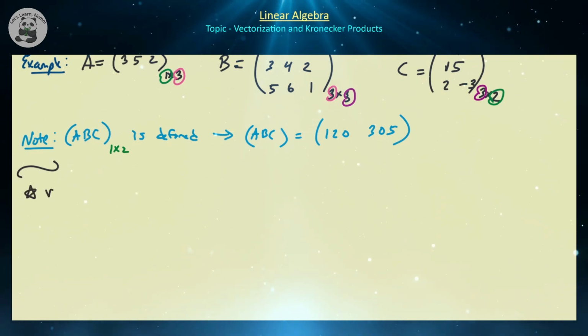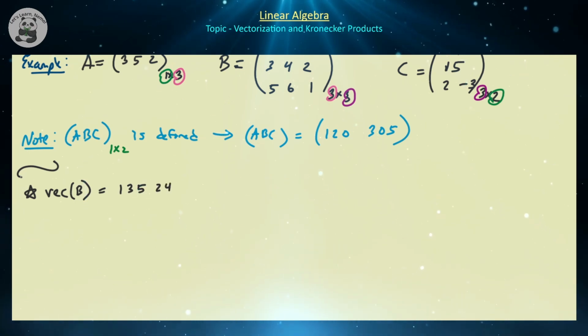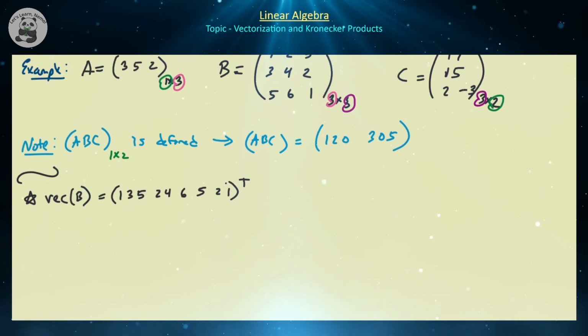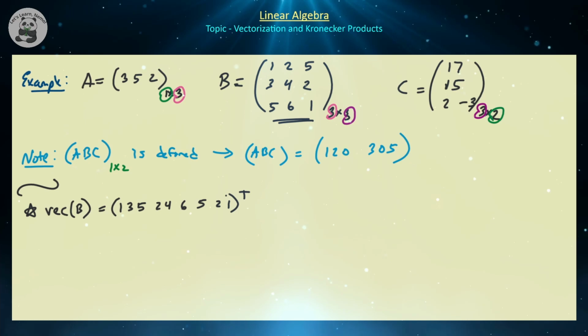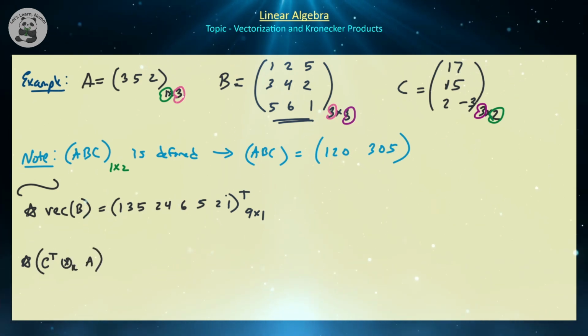So the first thing that I want to look at is the vectorization of that 3 by 3 matrix B. That's going to be equal to 1, 3, 5, 2, 4, 6, 5, 2, 1, the transpose. Right? So this is the vectorization of that particular matrix, which obviously is a 9 by 1. The next thing that I want to look at is the Kronecker product of C transpose with matrix A. And this order, you may think, oh, that's quite a strange thing to do, but you'll see the magic of it soon.